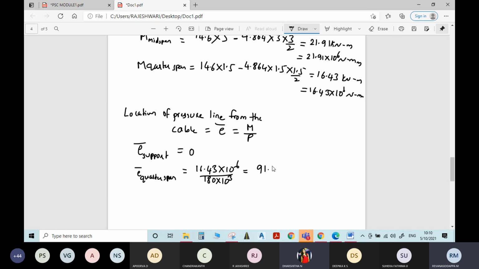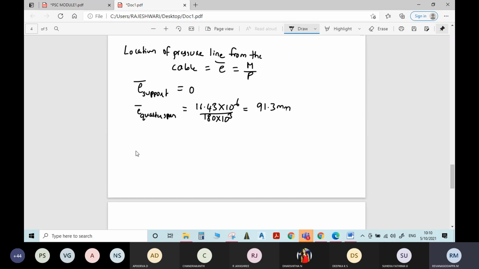91.3 mm. Similarly, you find location of pressure line at midspan is equal to, corresponding moment at midspan is 21.91 into 10 power 6 divided by P, which is 180 into 10 power 3, is equal to how much? 121.72 mm.